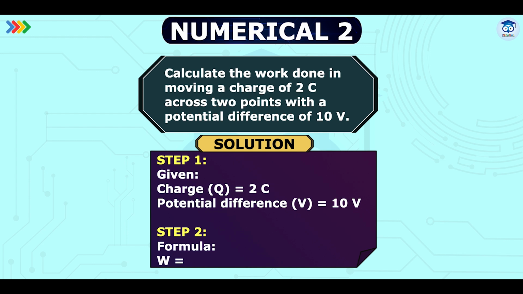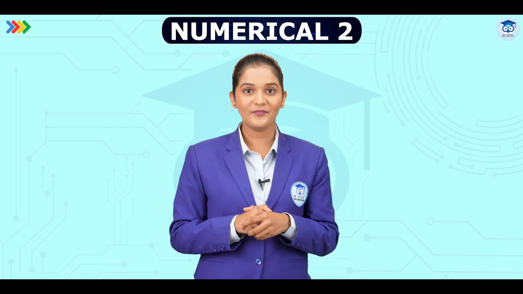In the second step, we recall the formula for calculating work done in an electric circuit. According to the definition, work done is equal to the product of the charge and potential difference. Mathematically, this is written as W is equal to Q into V.